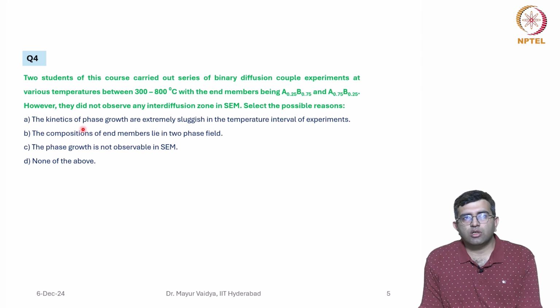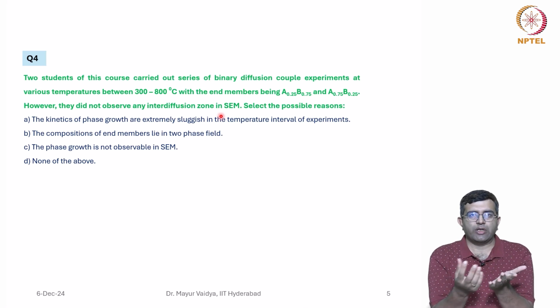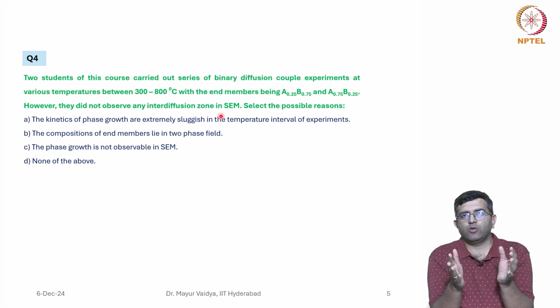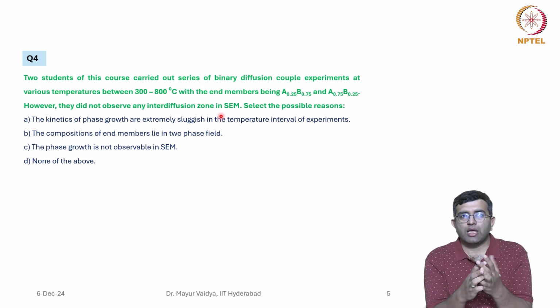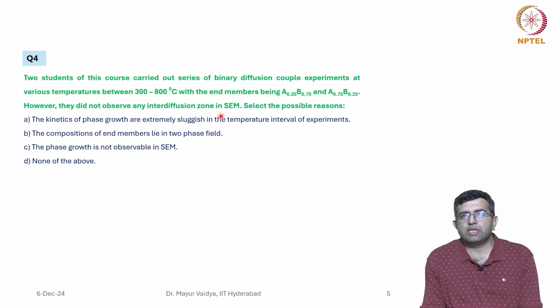The first option is that the kinetics of phase growth are extremely sluggish in the temperature interval of experiments. That is why they did not see an interdiffusion zone. This is very much possible. We have seen, for example, in several cases only certain phases form at certain temperatures. So, it is not necessary that when you do a diffusion couple, whatever phases are present in the phase diagram must form. It depends upon the kinetics. So, there is a possibility that the kinetics of phase growth are so sluggish that you do not see any interdiffusion zone.